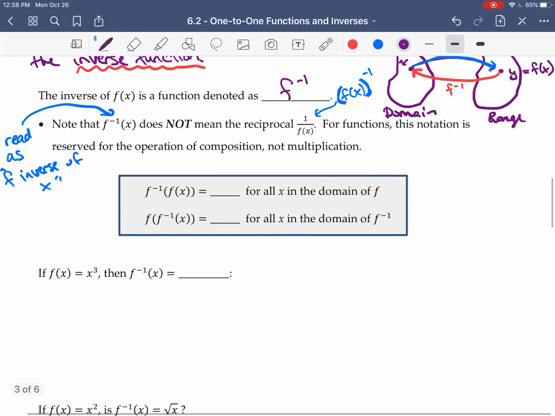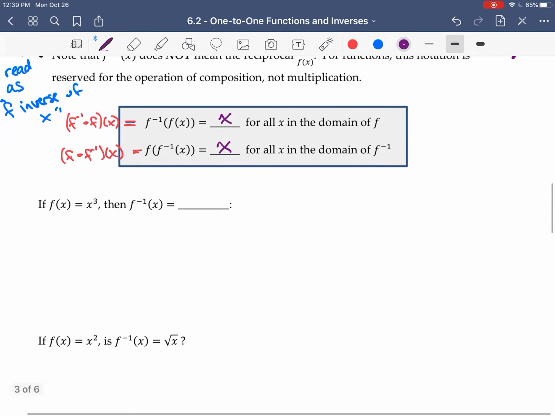As we mentioned previously, if I compose the two functions, this one here is f inverse composed with f of x, and this one here is f composed with f inverse of x. The order switched. In both instances, you get x no matter what. So they undo each other. These are special ones where the order that you compose them doesn't matter. You get the same thing.